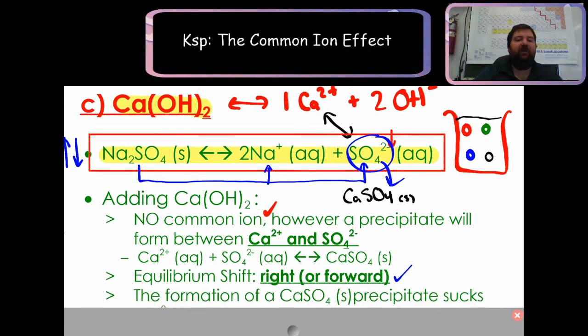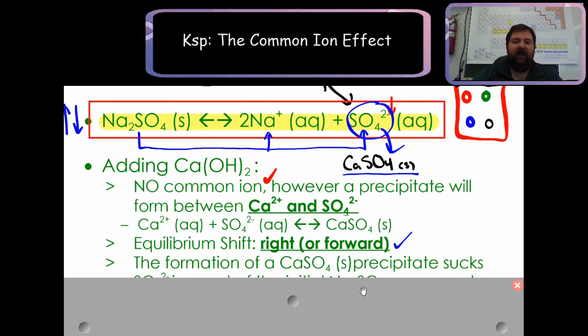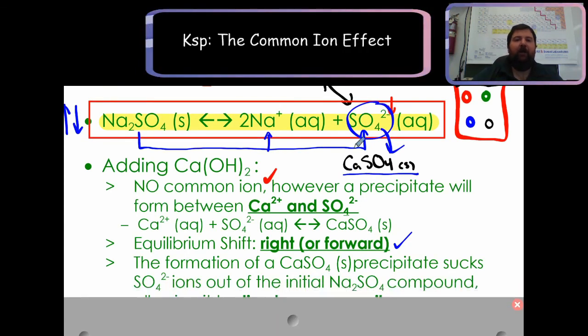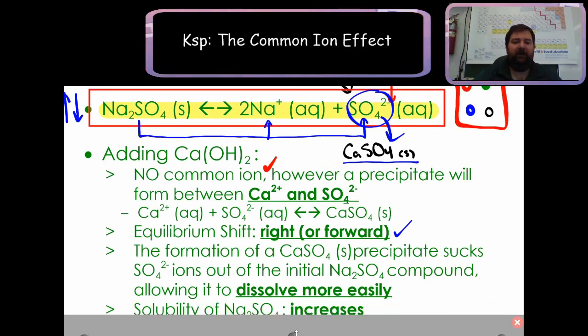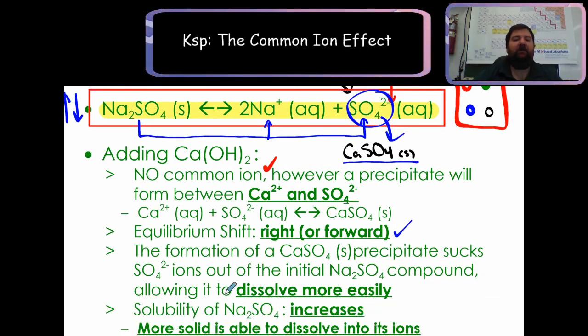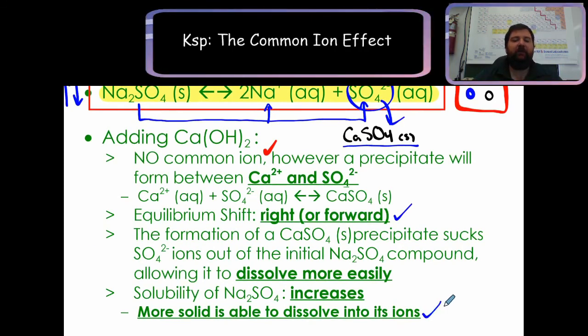So the formation of calcium sulfate, that precipitate, this solid, sucks up the sulfate ions. We're using them out of our original equation, allowing it to dissolve more easily. And that means that our solubility is going to increase. Why? Because more solid is now able to dissolve. There's room for more because we've lost some concentration.